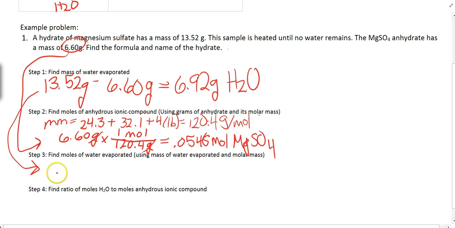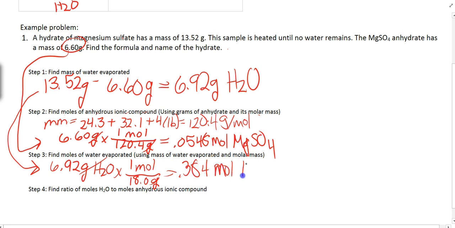We'll do the same kind of procedure with our amount of water to find the mass of water that was in our hydrated form. So this will be 6.92 grams of water, and the molar mass of water is 16.0 plus 1.0 plus 1.0, so that's 18.0 grams for every 1 mole of water. So using dimensional analysis or factor label, that turns out to be 0.384 moles of H2O. So you can see that this is kind of like an empirical molecular formula problem in that you take the mass and you convert it to moles.